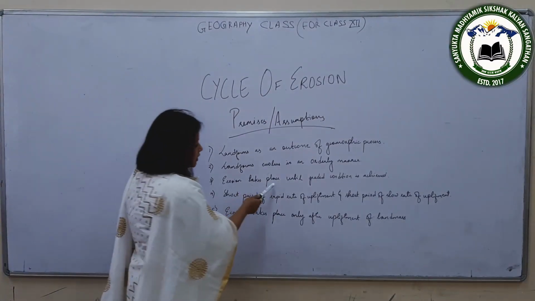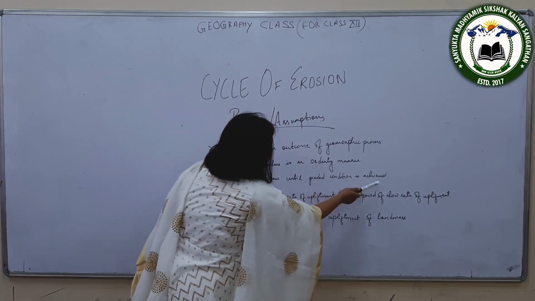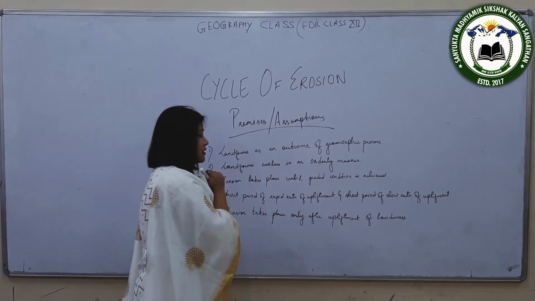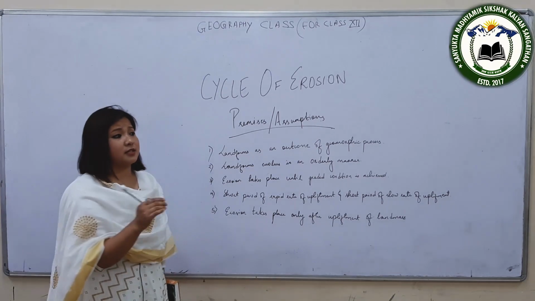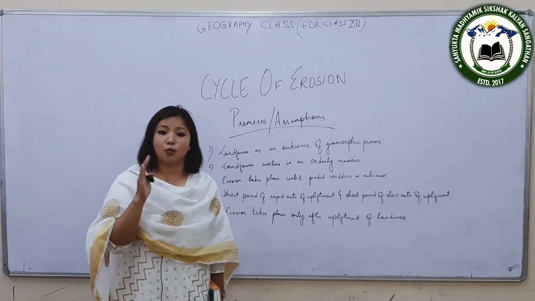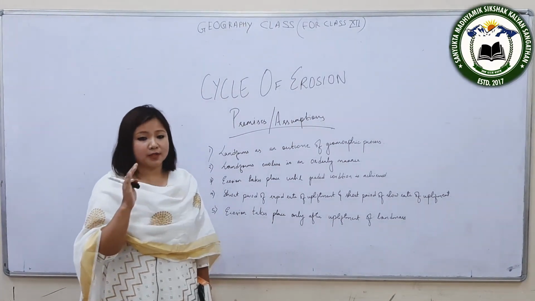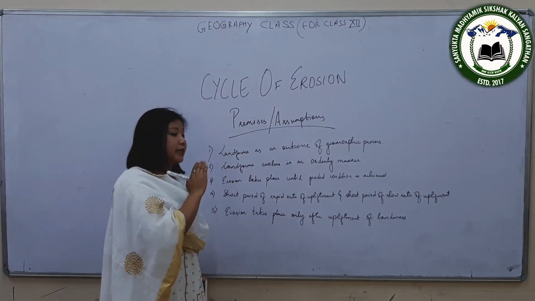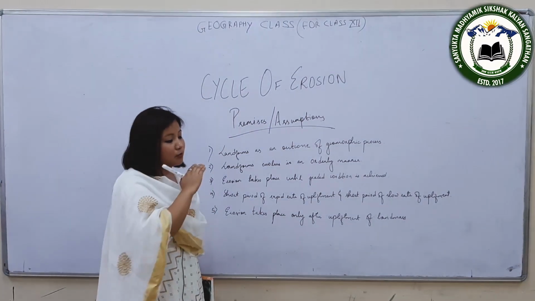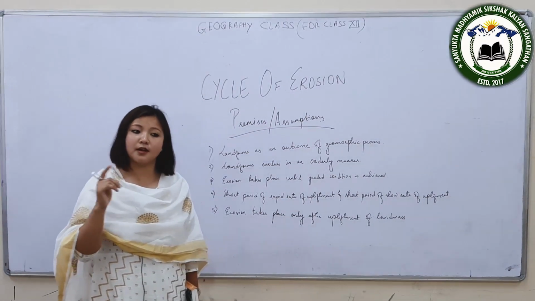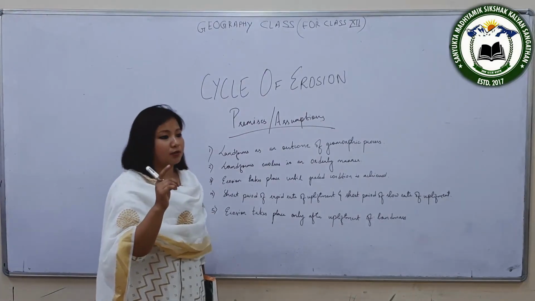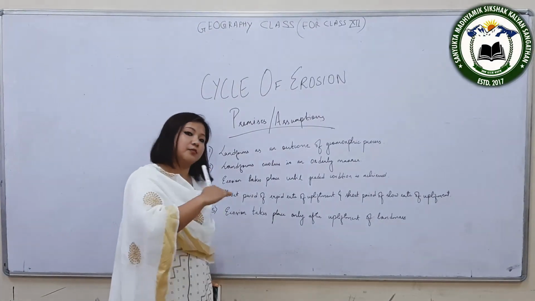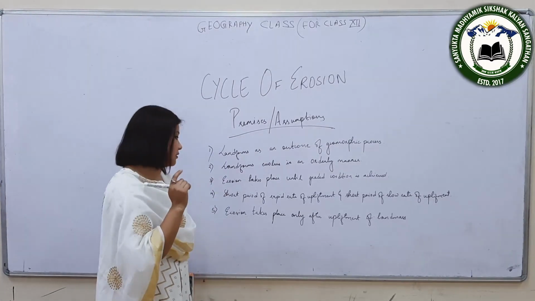Third, erosion takes place until graded condition is achieved. Here what he meant to say is that all through the stages, that is youthful, maturity and old age, erosion is always prevalent. Erosion takes place until graded condition is achieved, which means that erosion takes place throughout the stages unless and until balance is maintained.